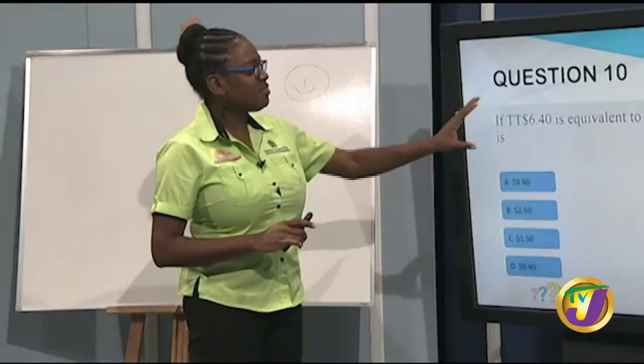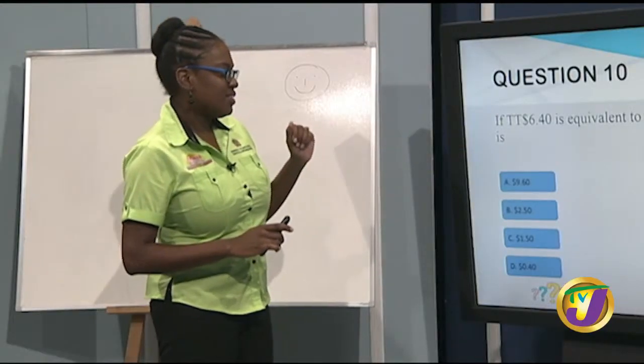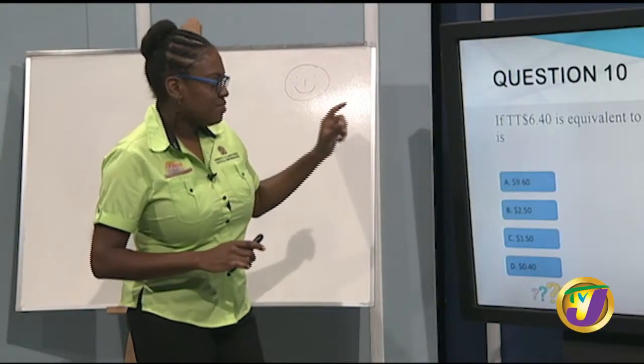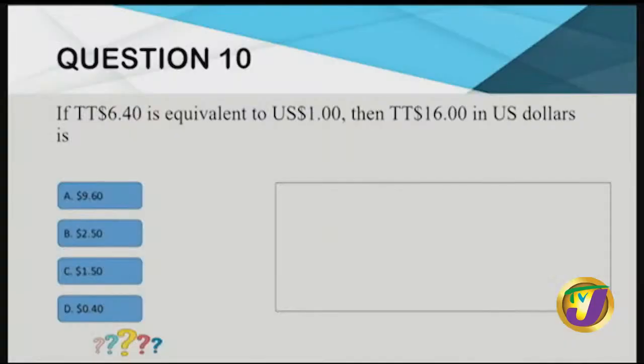If I double $6, I'm expecting to get $12. So I still need some more. If I triple $6, 3 sixes are 18. It's going to be more than that. So can we now use this to eliminate some of these responses? Between 2 and 3. So between $2 and $3.